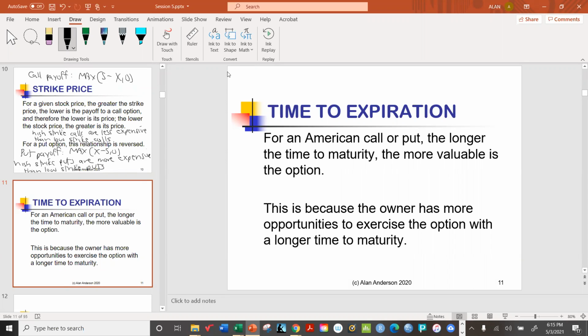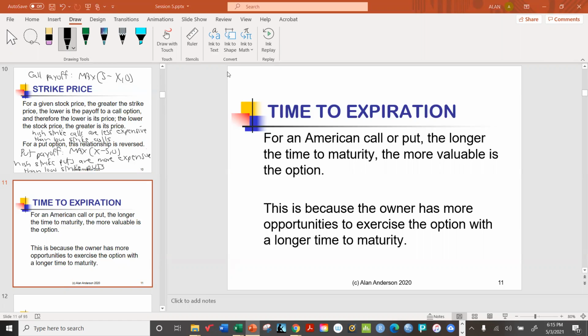All right, so if you have an option that expires tomorrow, well, it can only go up so much in one day. But if the option expires in a year, well, that means there's plenty of time for the stock price to go up. So investors would certainly prefer to have the 1 year option than the 1 day option, especially if they can exercise it whenever they want to. So this is very important for American calls or puts.